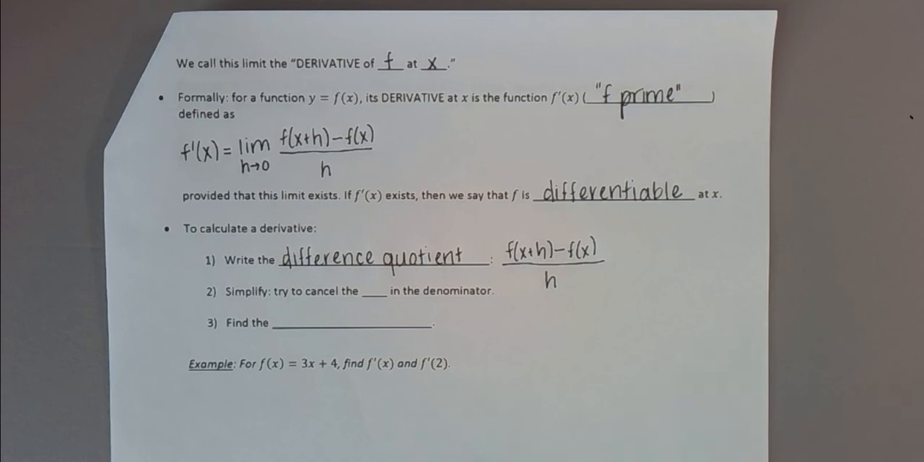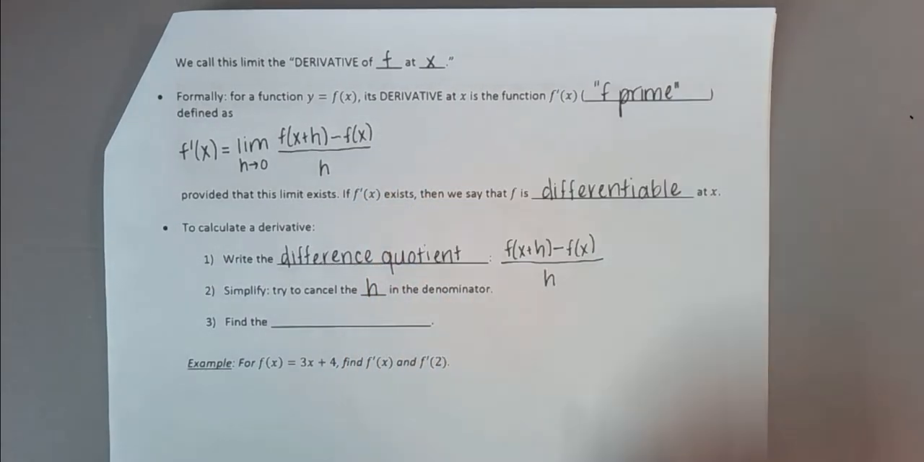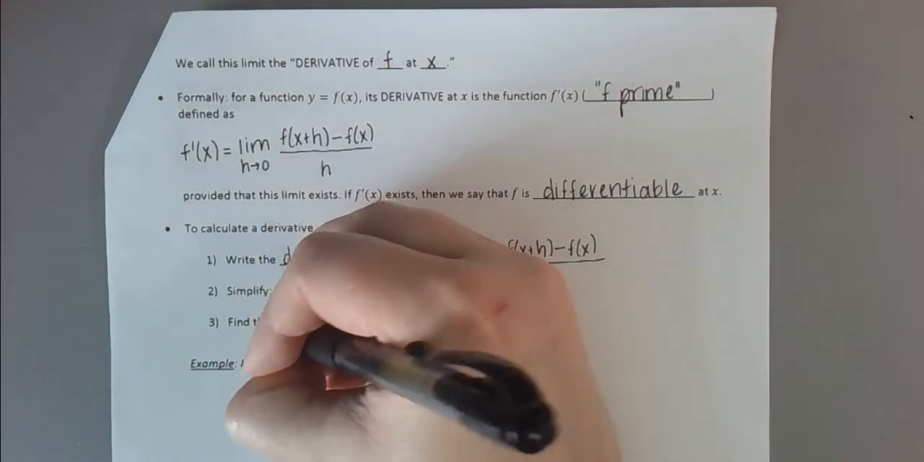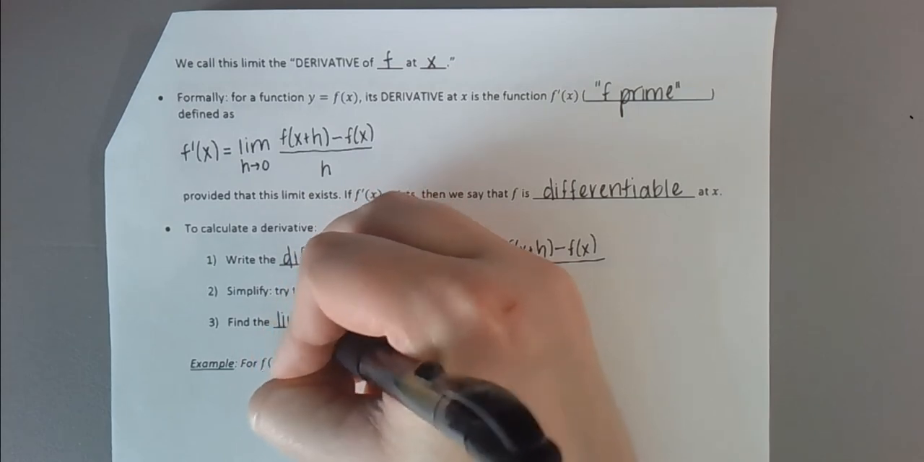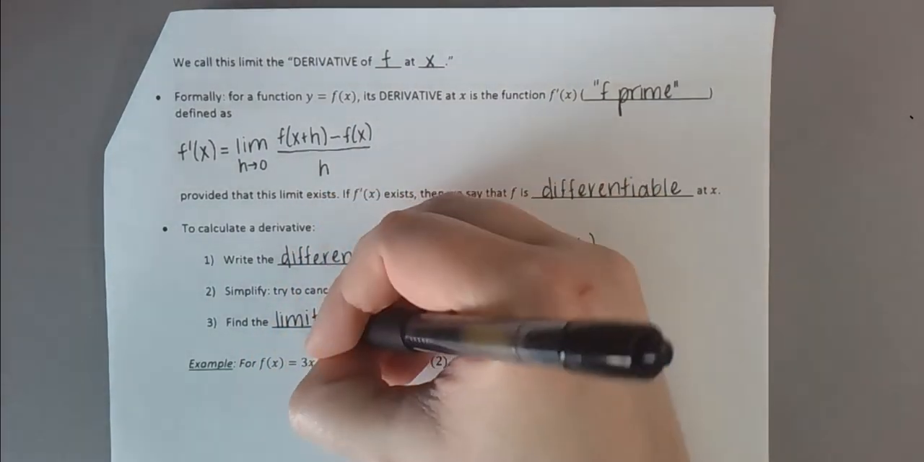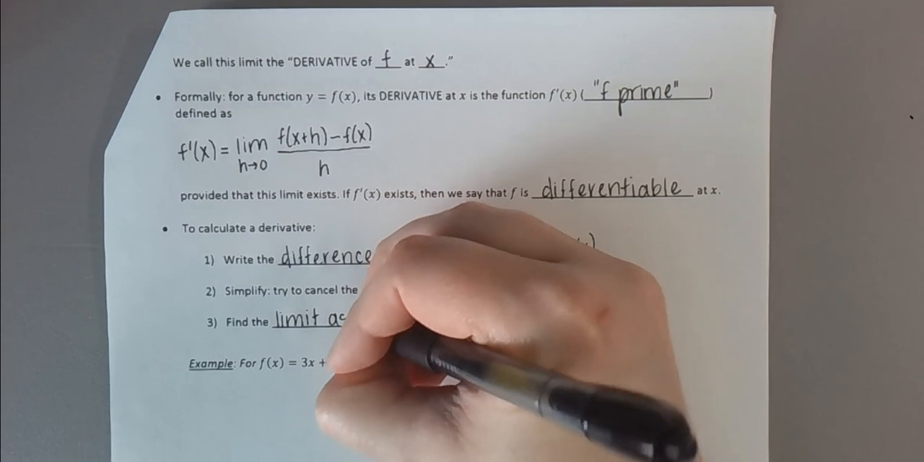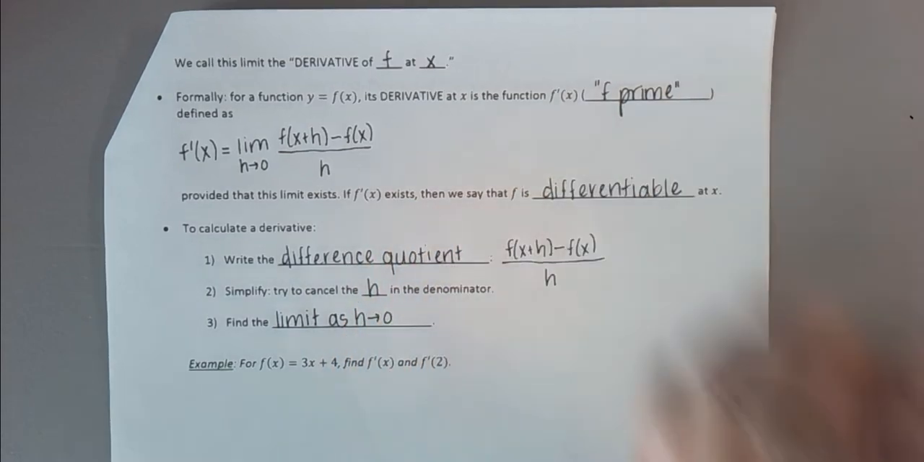So again, we need to simplify that, focusing on what we focused on in the last video, talking about evaluating the difference quotient. From a simplification standpoint, the goal is to try to cancel the h in the denominator. And there's a very specific reason for wanting to do that. The reason we want to do that is because we then want to find the limit of that expression as h approaches 0.